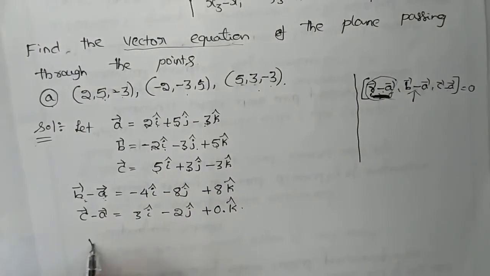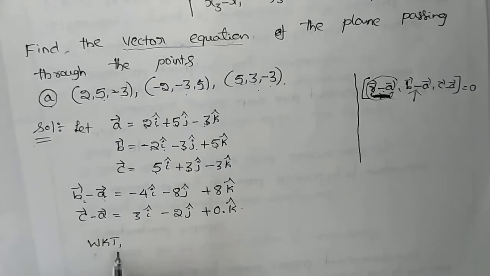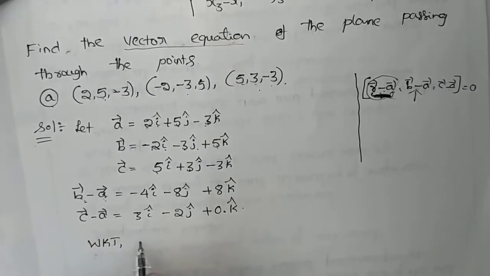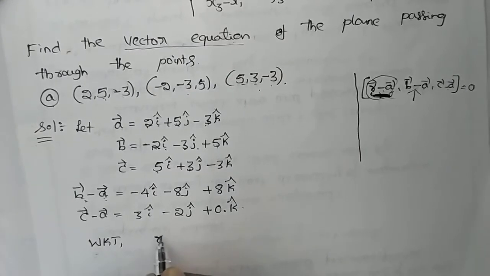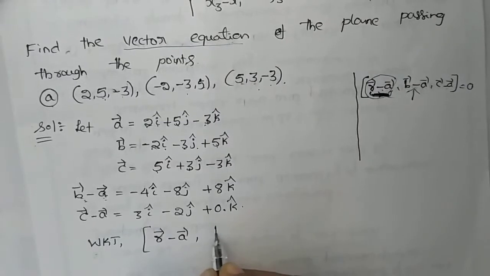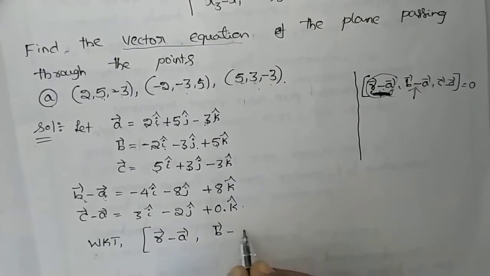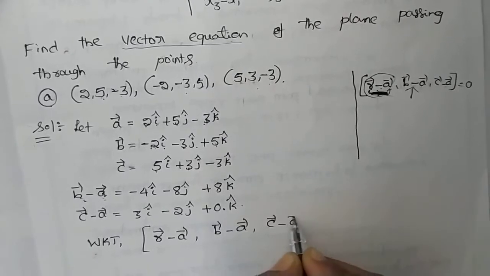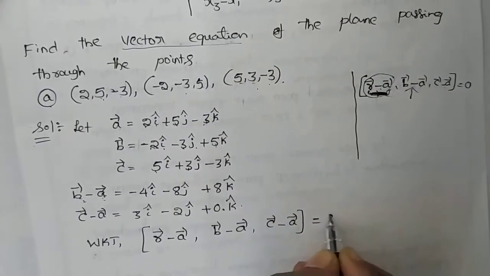Now write down the formula. That is the required equation of the plane in vector form. We know that r vector minus a vector, b vector minus a vector, c vector minus a vector equals 0.